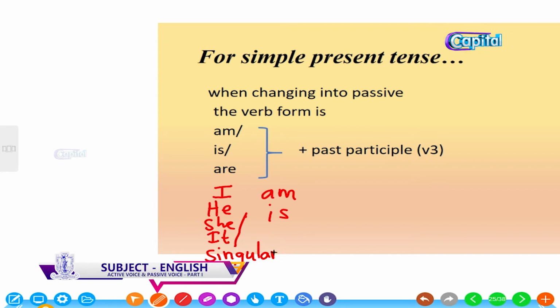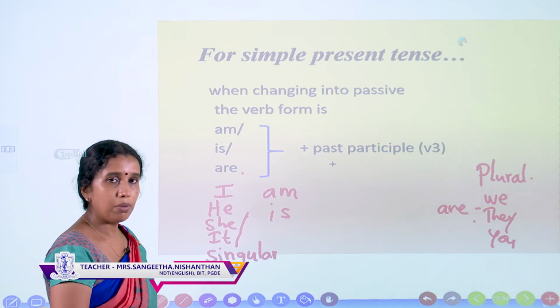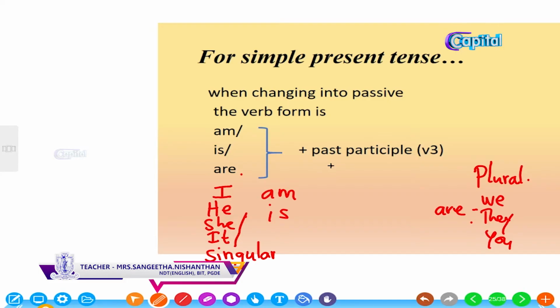And "are" is used for we, they, you, or for any plural form. If the subject is plural, we should use are. If it is singular, we should use is, and if it is I, we must use am. Plus past participle. This is the be verb and the past participle. When we change into passive voice, we use be verb with the past participle.